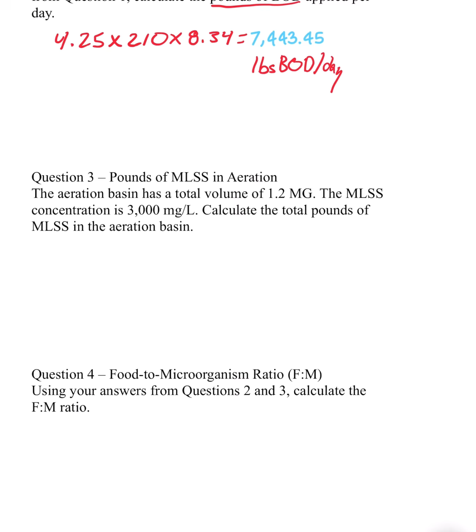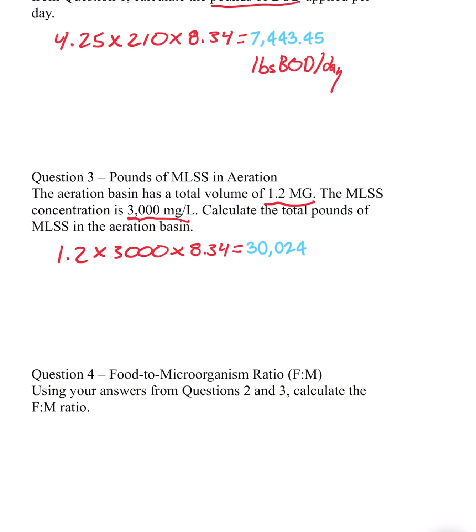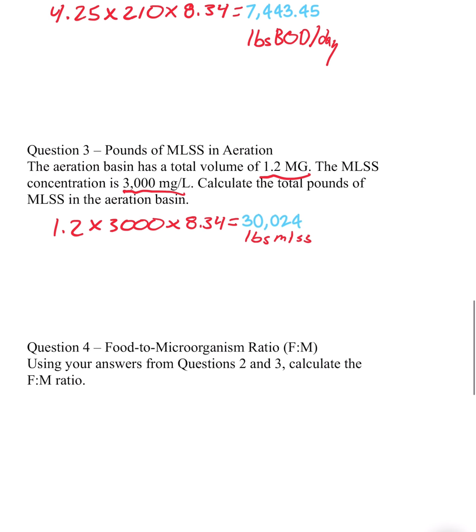Next, it says an aeration basin has a total volume of 1.2. The MLSS concentration is 3,000. Calculate the pounds of MLSS in the aeration basin. So again, we're going to use our pounds formula, 1.2 times 3,000 times 8.34, and that's going to equal 30,024 pounds of MLSS.